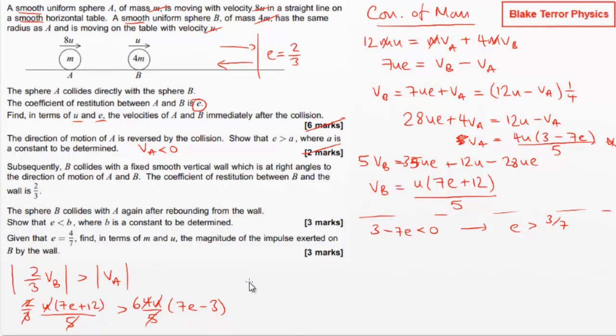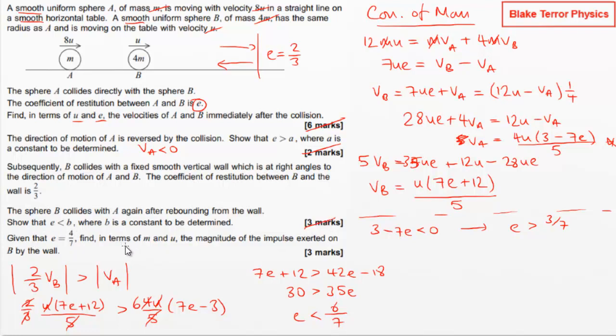So all in all, what is that actually leaving? We've got 7E plus 12 has to be greater than, well, this has come out a bit large, isn't it? 42E minus 18. Oh, right, okay, this is fine. So we've got 30 has to be greater than 35E. So E has to be less than 6 over 7. Right, so we've got bounds now on what E has to be. It's got to be less than 6 over 7 and greater than 3 over 7. All right, so they're giving us now that E is 4 over 7.